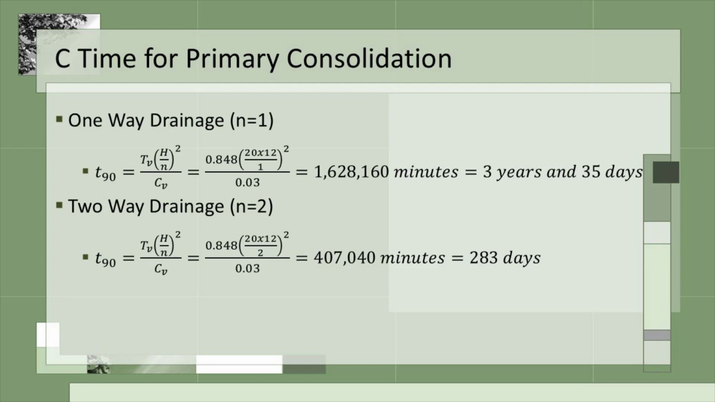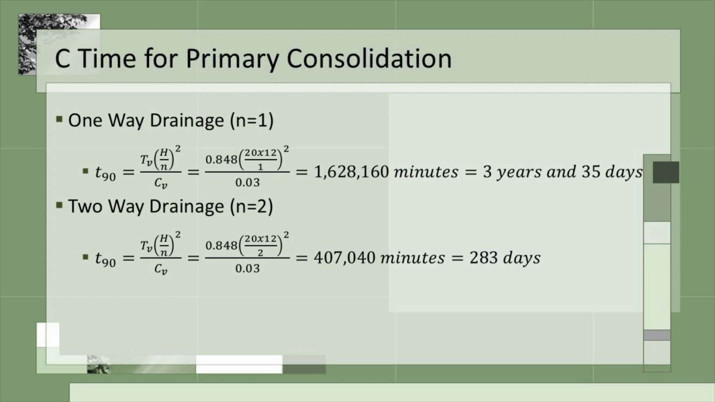Under one-way drainage, consolidation can occur in a single direction, resulting in a longer drainage path and slower dissipation of excess pore water pressure. Using this condition, the time required to reach 90% consolidation was calculated to be approximately 3 years and 35 days. Under two-way drainage, consolidation occurs in both directions, which significantly shortens the drainage path. In this case, the time to reach 90% consolidation was reduced to approximately 283 days.